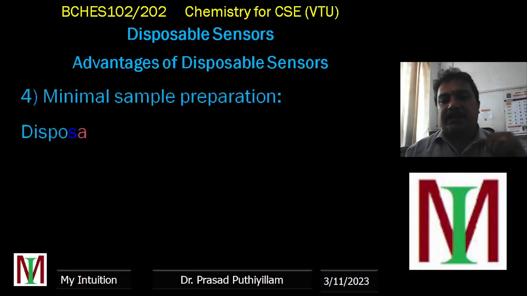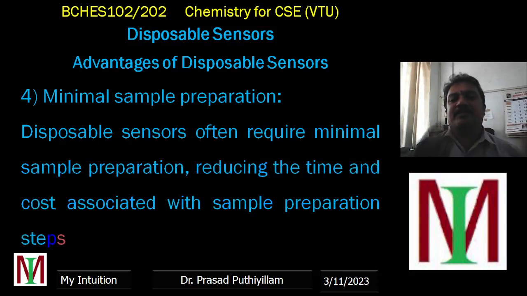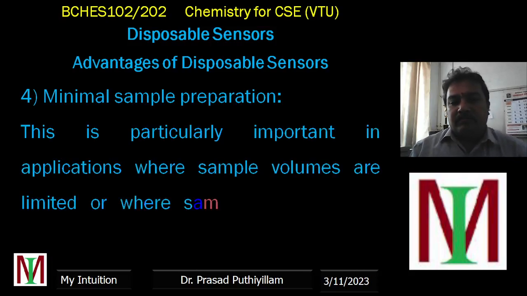Minimal sample preparation. There is not much sample preparation as such. Take the disposable sensor, use it to get the result. Otherwise, in some other methods, we have to prepare the sample ready for the analysis. All those can be avoided here. So the time and the cost, the requirement of an expert, all those can be avoided by using disposable sensors.